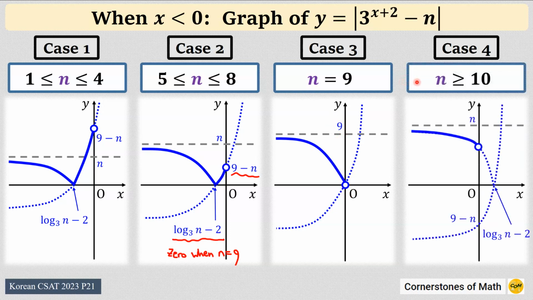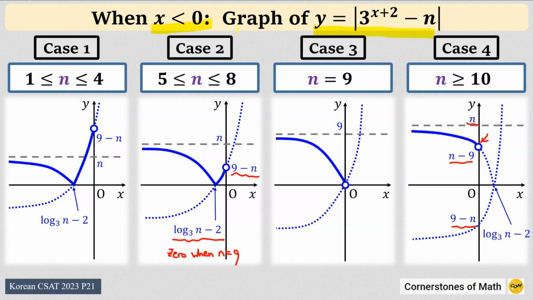The final case is of course when n becomes greater than 9. As you can see, the y-intercept 9 minus n now becomes negative, and the x-intercept log base 3 of n minus 2 now becomes positive. So if this coordinate is 9 minus n, what would be this coordinate? n minus 9, right? So in this case, y can only have values that are greater than n minus 9 and less than n.